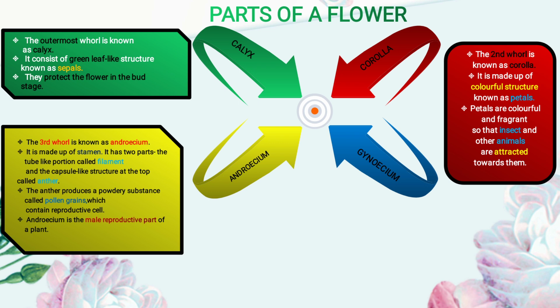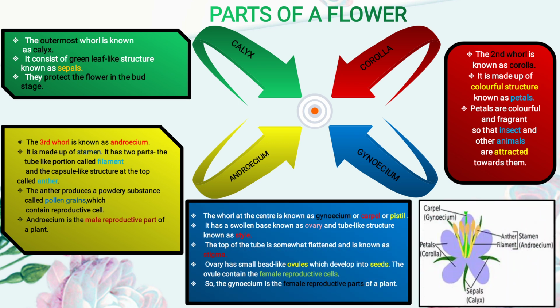Okay, the male part. So where are these pollen grains made? They are made in the anther, which helps in reproduction. The pollen grains are also called reproductive cells. So it is a male reproductive cell. Androecium is the male reproductive part of a plant. Next is gynoecium. The whorl at the center is known as gynoecium or carpel or pistil also we can say.